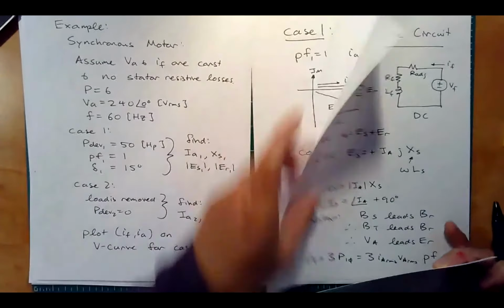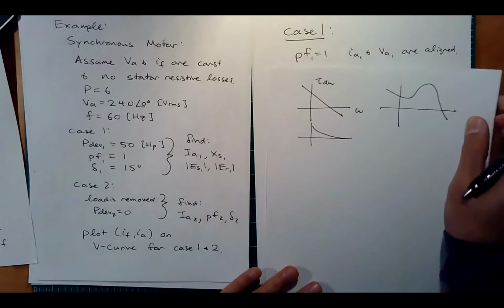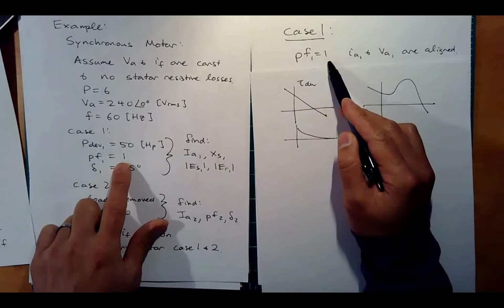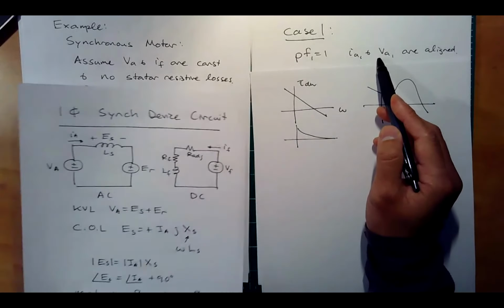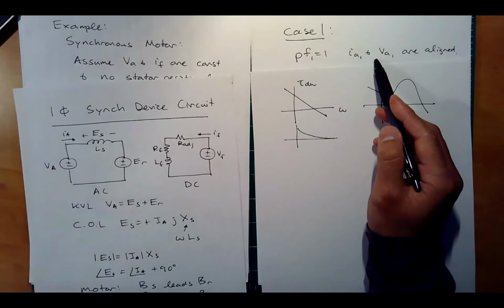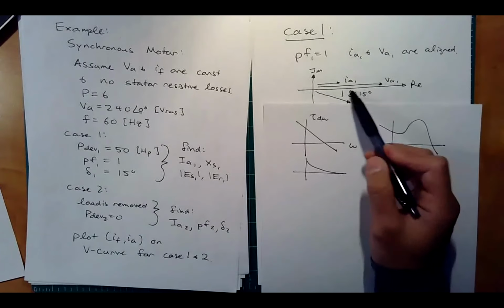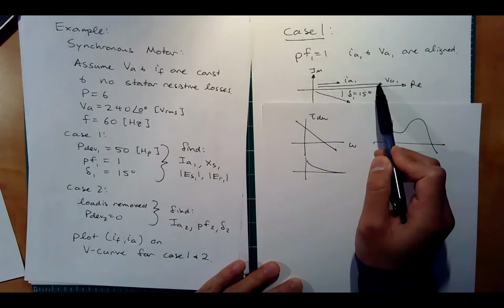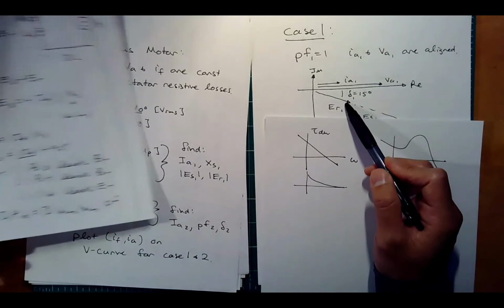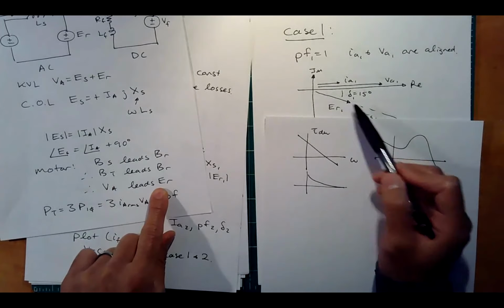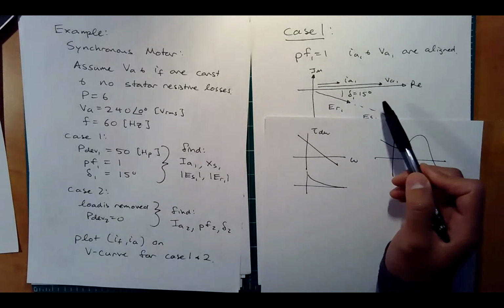So let's look at case 1. In case 1, what do they tell us? They tell us that the power factor is 1. So that means that the IA and the VA are aligned. IA and VA are aligned in case 1. That means on a plot, we would see something like this. IA and VA are in the same direction. We also know it's a motor. So that means that VA leads ER by the torque angle given of 15 degrees.